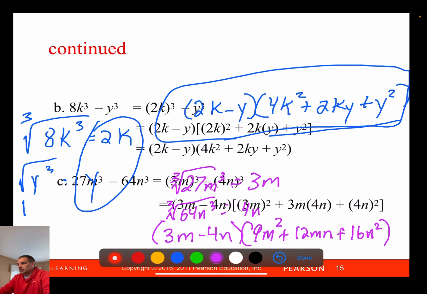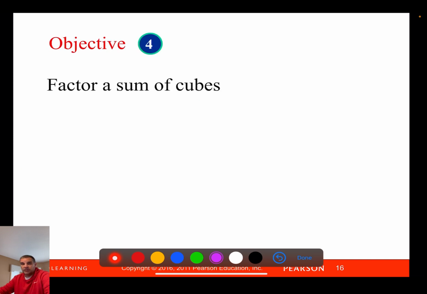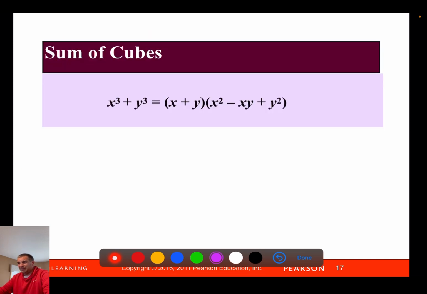Now, you can also have the sum of cubes. It's really the same thing. The only thing that changes with the sum of cubes is the signs. So before we had x cubed minus y cubed, now it's x cubed plus y cubed. The form is the same. It's still x, y, x squared, y, but now the signs have changed. So when we're talking about the sum of cubes and they're added together, it's x plus y times x squared minus xy plus y squared.